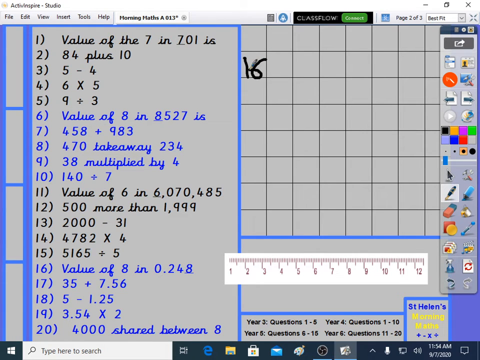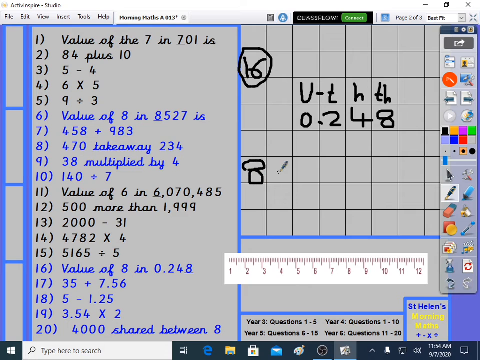Year 6 decimal place value question. Value of the 8 in 0.248. What's the value of the 8? Well, it's not units. Not units just because it's at the end. Not when you've got decimals, because units comes before the decimal point. Tenths, I'm going to do the little t's this time. Hundredths and thousandths. So it's worth 8 thousandths.